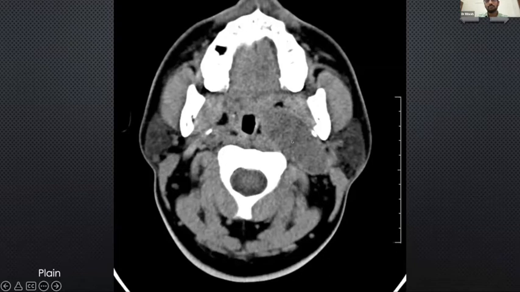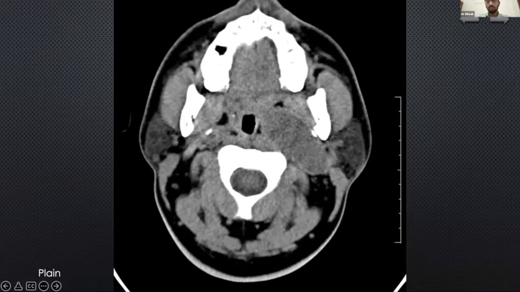Thinking of the differential diagnoses, it can be a nodal mass. Or, as the carotid space has other contents like arteries and nerves, it can also be a pseudoaneurysm or a dissection, or even carotid nerve sheath tumors are also a possibility.